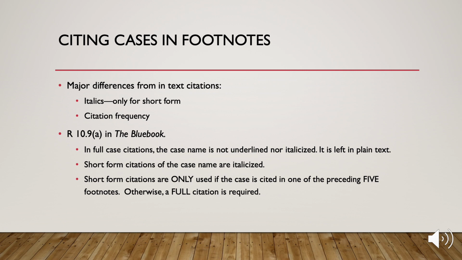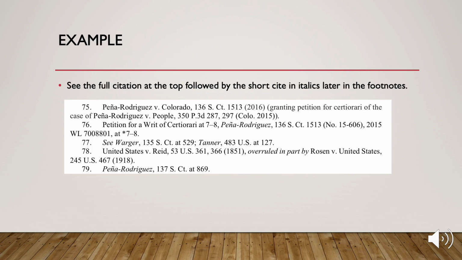Short form citations are only used if the case is cited in one of the preceding 5 footnotes. Otherwise, a full citation is required. In this example, notice how the full citation at the top for Peña-Rodriguez is followed by the short cite 4 citations later.